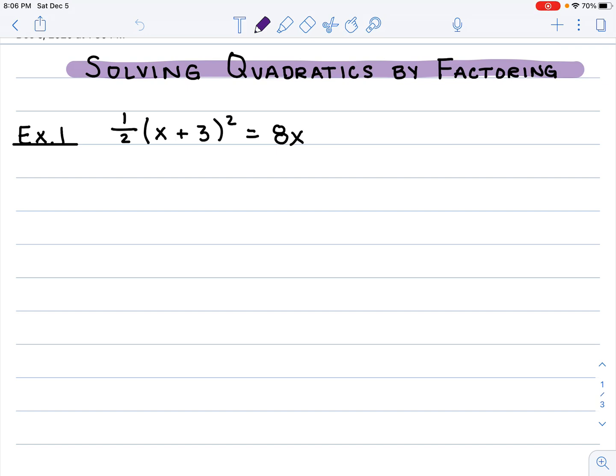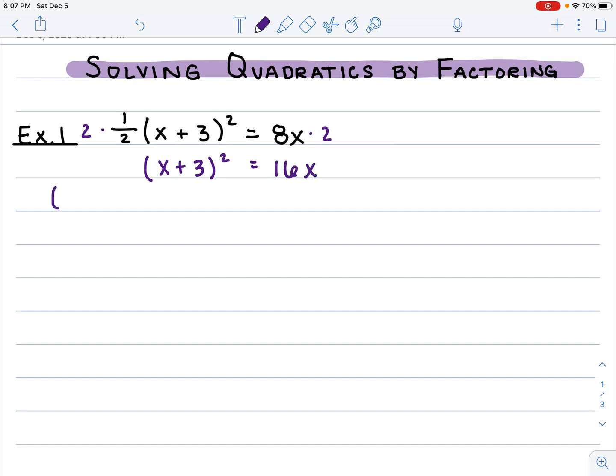We've got 1/2 times the quantity x plus 3 squared equals 8x. So your first goal, in order to factor, is that your equation has to be equaling 0. Clearly ours doesn't. So what I'm going to do first is get rid of that 1/2. How I get rid of fractions is I multiply both sides by the denominator. So I'm going to multiply both sides by 2. So over here, we're going to have x plus 3 squared equals 16x.